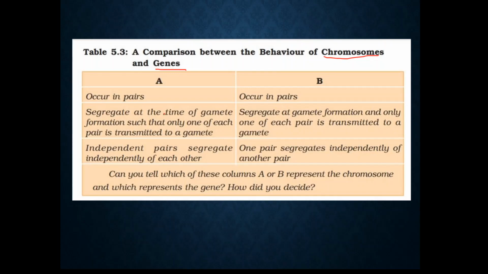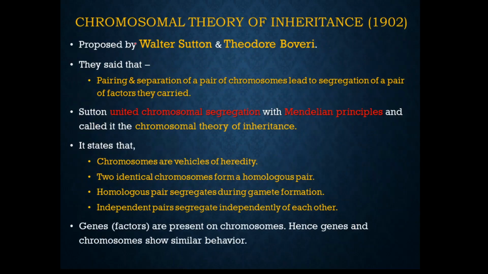So they are occurring in pairs, they are segregating at the time of gamete formation, and they are also segregating independently of each other, though they are occurring in pairs. So the chromosomes and genes are behaving similarly. Therefore, we come to the conclusion of the chromosomal theory of inheritance. It was proposed by Walter Sutton and then Theodore Boveri. We have seen their picture just before, and they said that pairing and separation of a pair of chromosomes lead to segregation of a pair of factors, or the genes they carried.